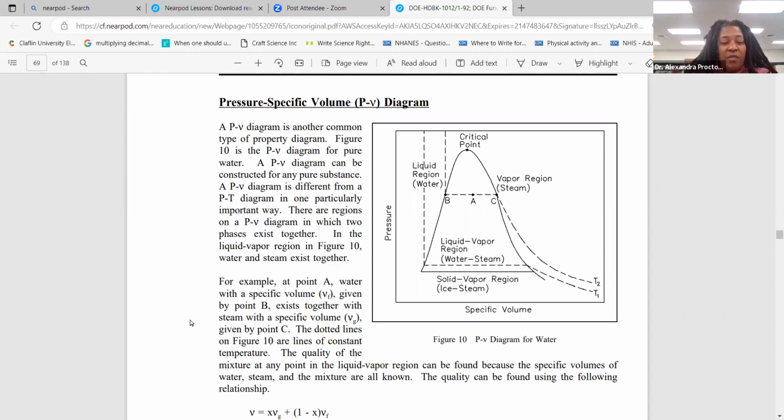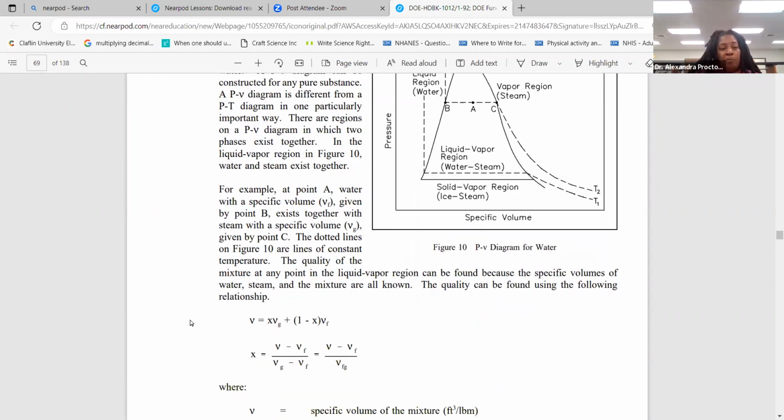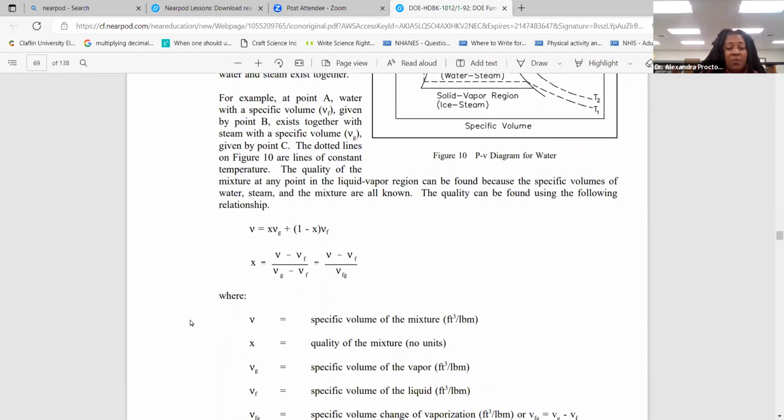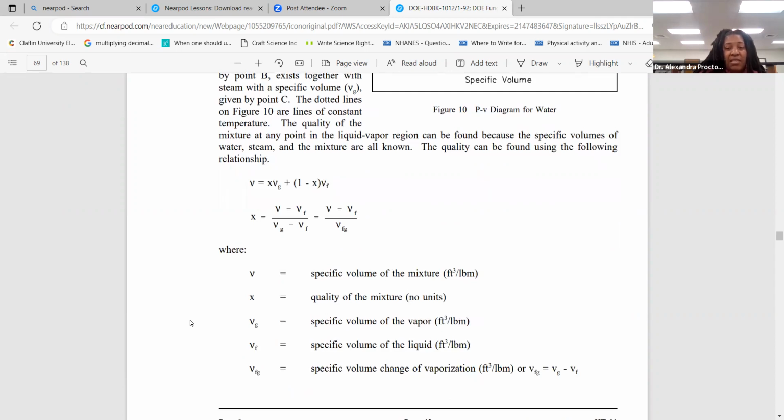The quality can be found using the following relationship, where V is equal to X V sub G plus, in parentheses, 1 minus X V sub F, or they have rearranged this equation to get X by itself. So X is equal to V minus V sub F over V sub G minus V sub F. And that's also equal to V minus V sub F over V sub FG, where V is the specific volume, in cubic feet per pound mass.